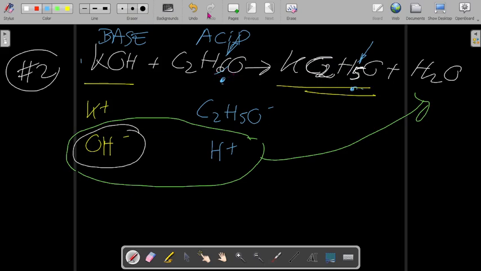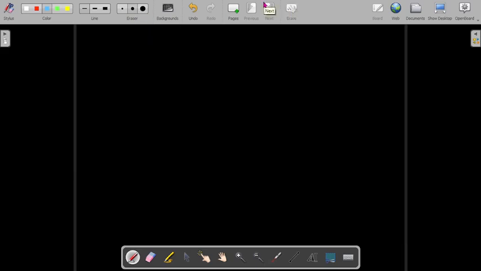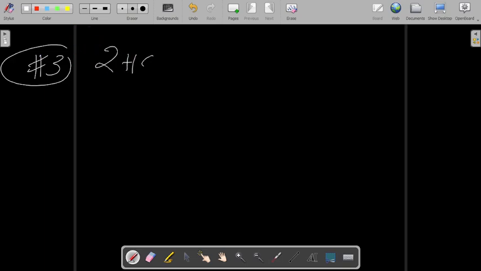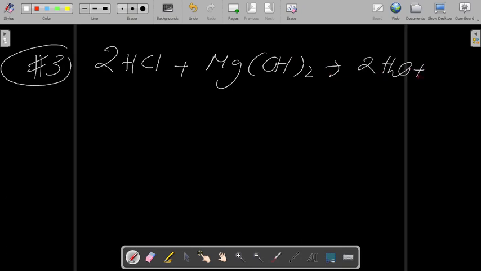Okay, so this one is done. Let's do the last one of the extra practice problems, and you're gonna get to do some more this week on your own. So number 3 looks like this: 2HCl plus magnesium gives 2 water plus MgCl2. Okay. Maybe let me make it smaller so it fits.